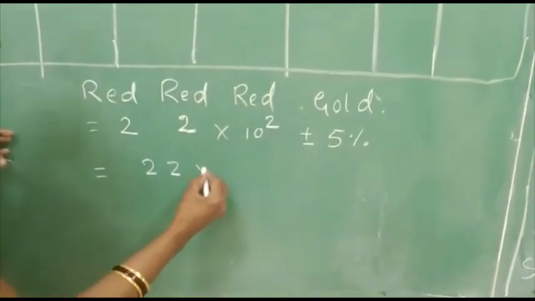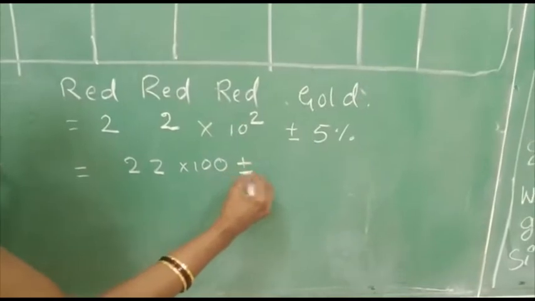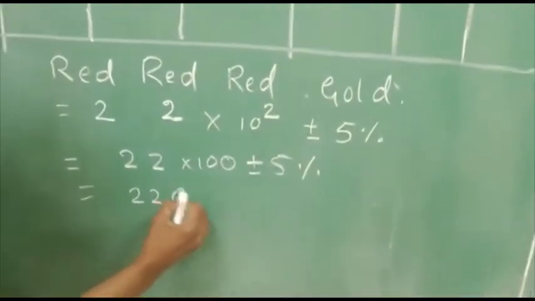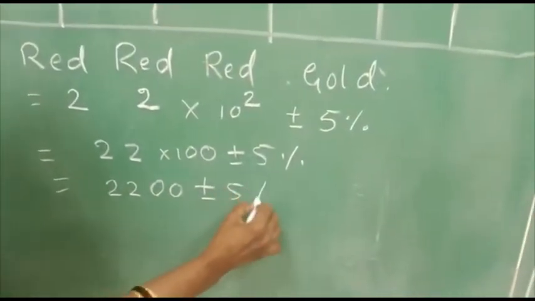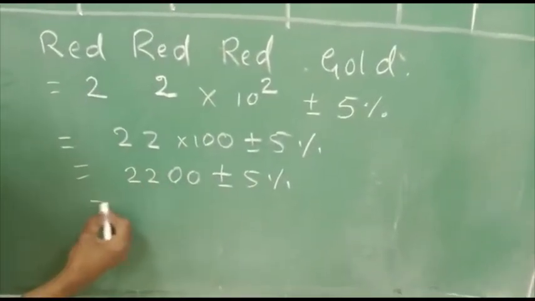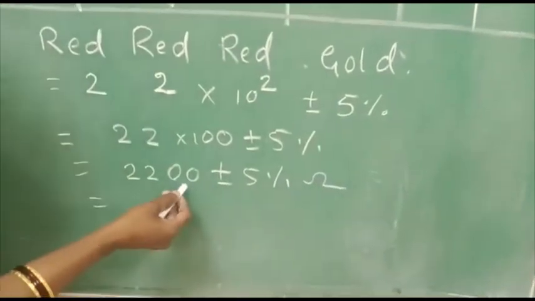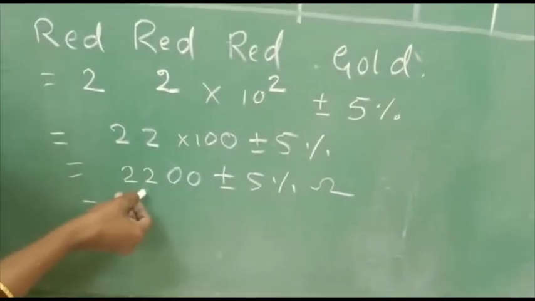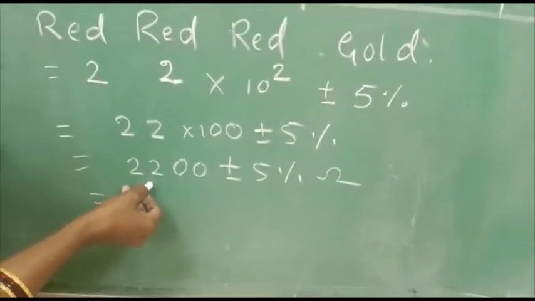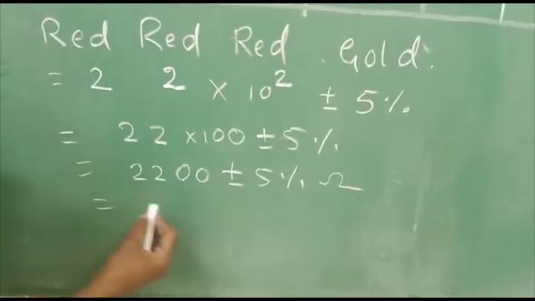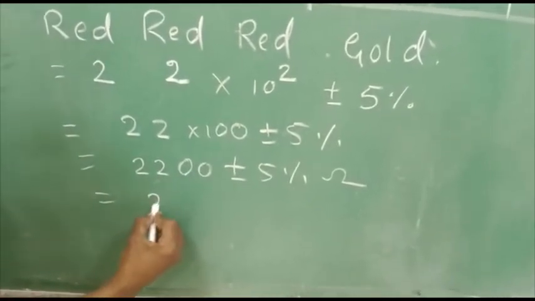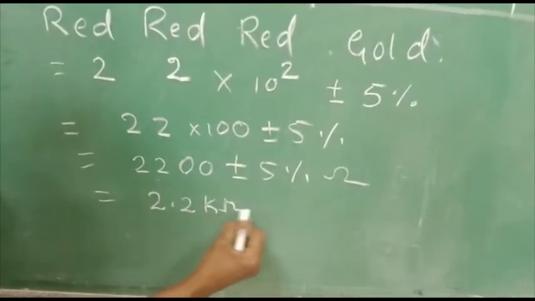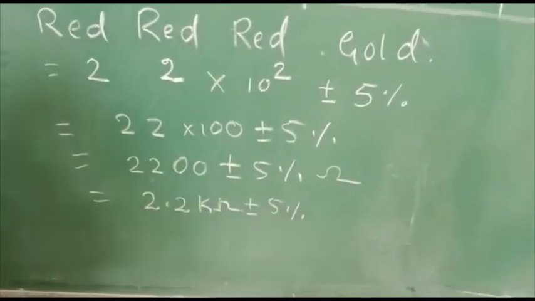2 into 10 to the power 2 is 100 plus or minus 5%. So 2200 plus or minus 5%. So this is in terms of ohm. If you want to convert 2200 into kilo ohm, you have to divide this number by 1000, because we know that 1 kilo ohm is equal to 1000 ohm. So if I divide this number by 1000, it becomes 2.2 kilo ohm plus or minus 5%.